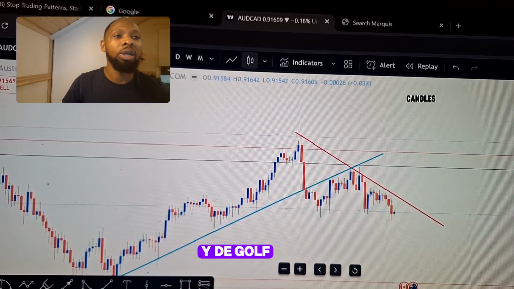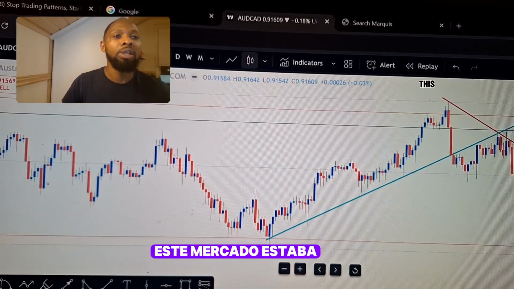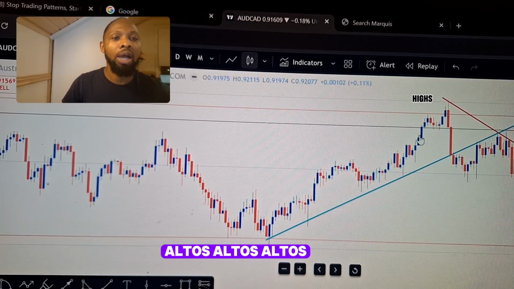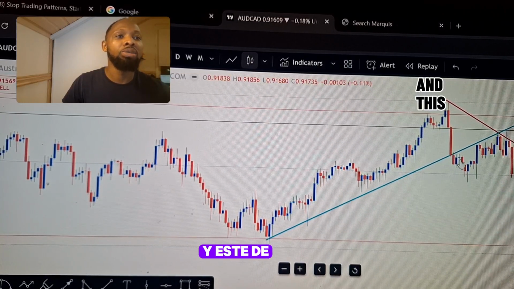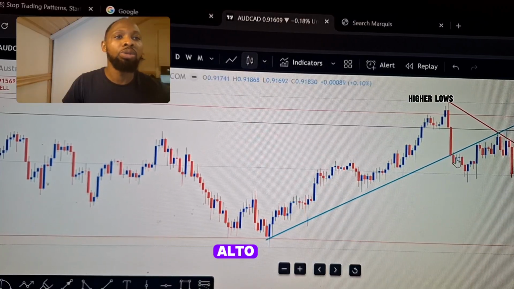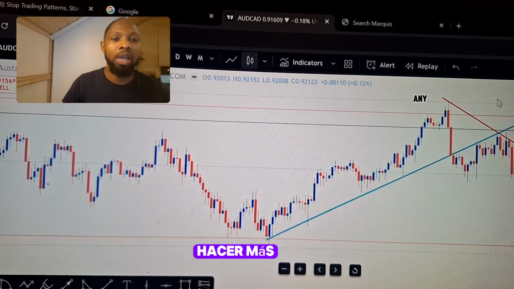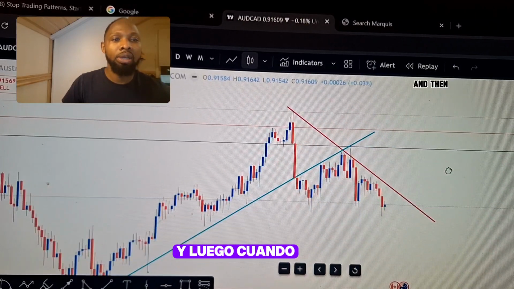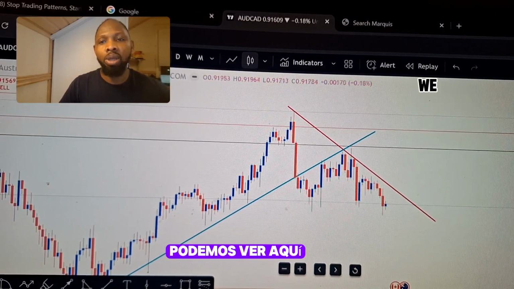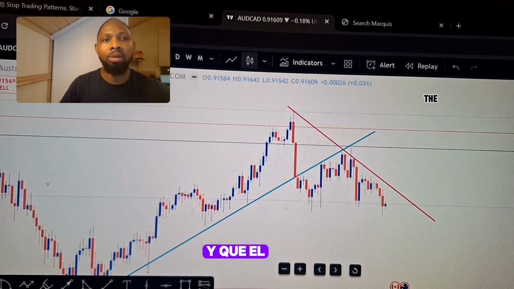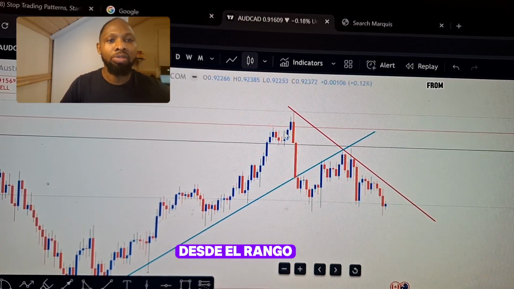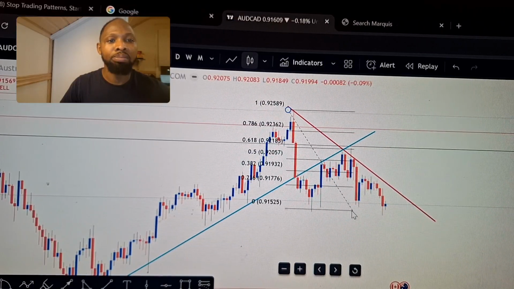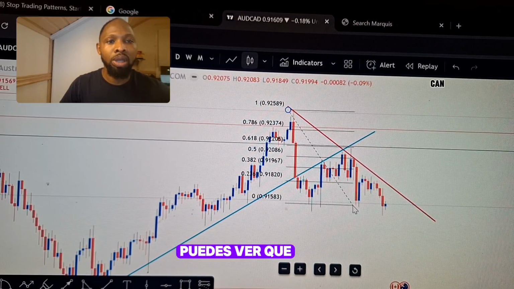This market was making higher highs and higher lows, and this one here was the last higher low. Then the market couldn't make any more higher highs. Simple as that. When I place my Fibonacci, we can see that the market made a retracement from the range of the beginning of the new lower lows.